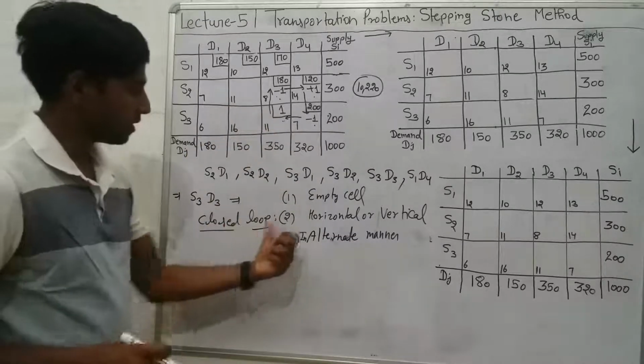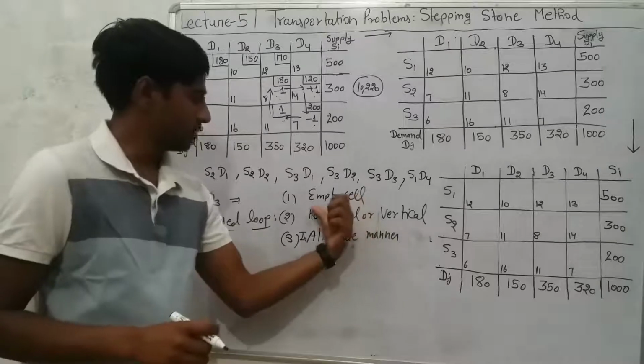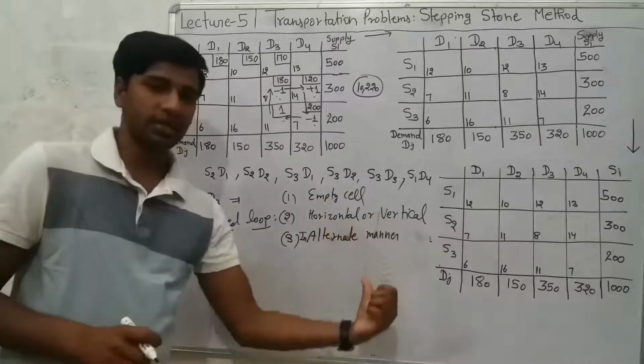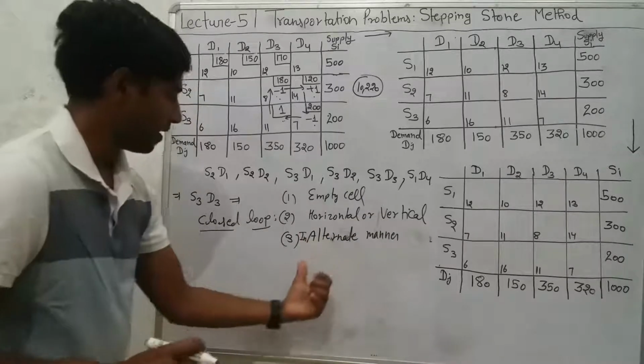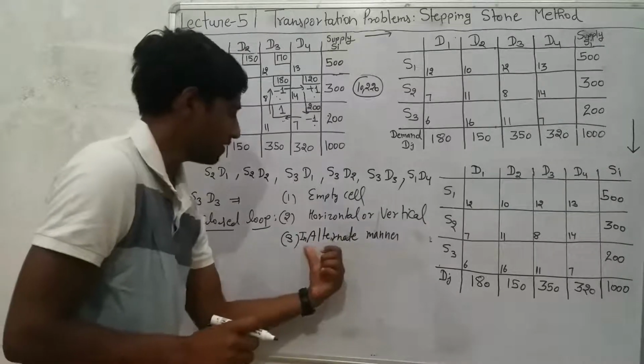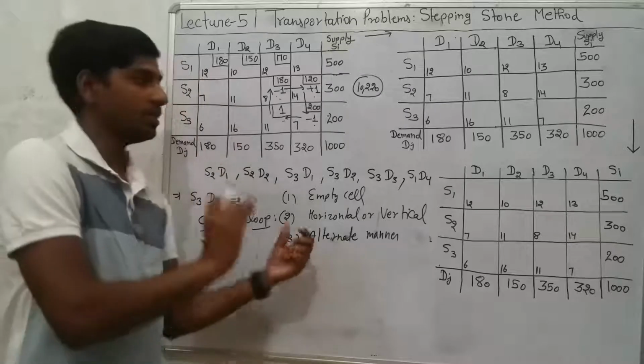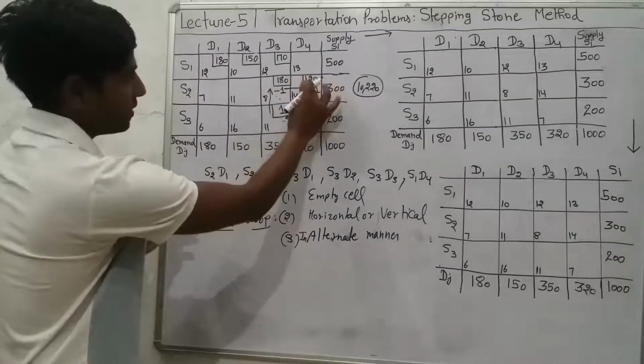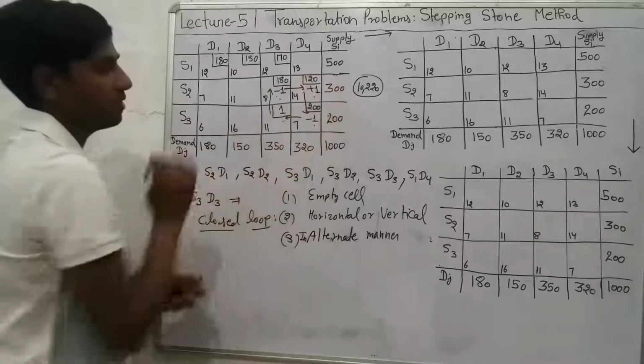So the basic rules are: a closed loop should start from an empty cell, the movement should be horizontal or vertical, not diagonal, and you have to move in an alternate manner. After moving horizontally, you have to move vertically. After moving vertically, you have to move horizontally. After moving horizontally, you have to move vertically.